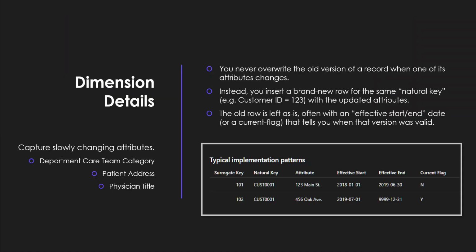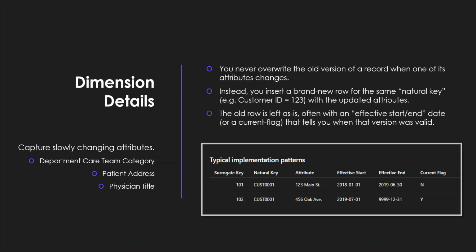Next, I'm going to look at a slowly changing dimension, these dimension details tables that are so necessary. It captures slowly changing attributes, things like a department care team category, patient's address, physician titles, so on and so forth. On the right-hand side, you're seeing visibly an example of address that has changed, right? And so this is a typical implementation pattern of these sorts of tables where you've got a surrogate key that's created by this record. And the natural key is something like the customer or the patient. And so you're seeing that there are two records here that are both the same natural key, both the same customer, sort of in this example.